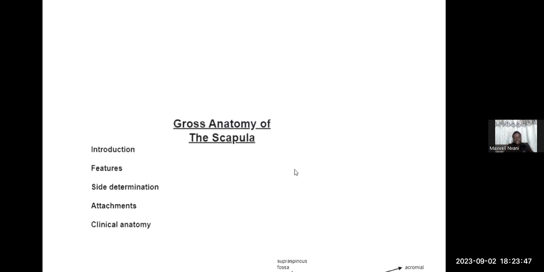Now, site determination. Like I said last week, when you're talking about site determination, you're trying to identify which side that bone is. Is it the left scapula or the right scapula? And to do that, you use this concept, differentiating the medial aspect from the lateral aspect, the superior from the inferior, and the anterior aspect from the posterior aspect.